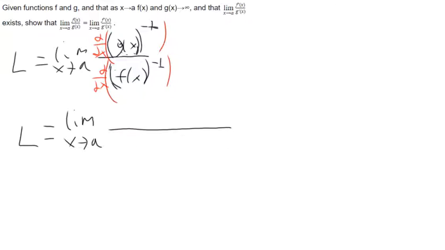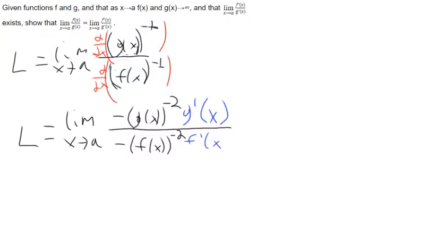Alright, so we're going to use the power rule. We first bring this negative 1 to the front, and keep the inside the same, which is g of x. Then we subtract 1 from the power and get negative 2, and then we use the chain rule, multiplying by the derivative of the inside function. The derivative of g of x is g prime of x. In the denominator, we have the same thing, but with f instead: negative f of x raised to the negative 2 power times f prime of x. The first thing I'm going to do is cancel out the negatives.